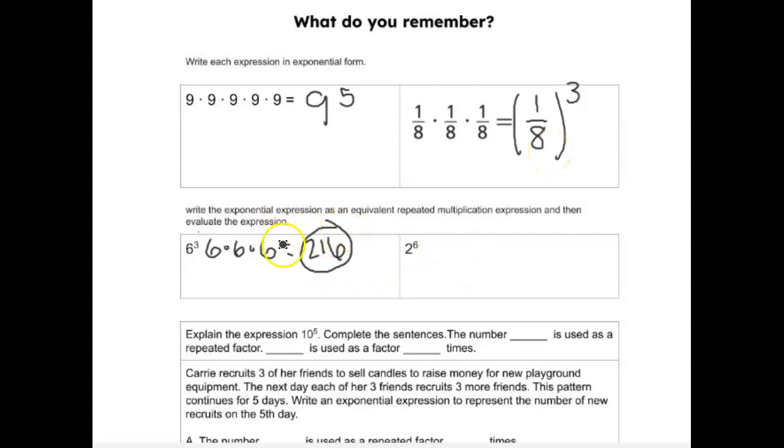2 to the 6th, our base is 2. 6 tells me I'm going to write out 2 6 times. So 1, 2, 3, 4, 5, 6. In my calculator, I'm typing 2 to the 6th, and I got 64 as my answer.